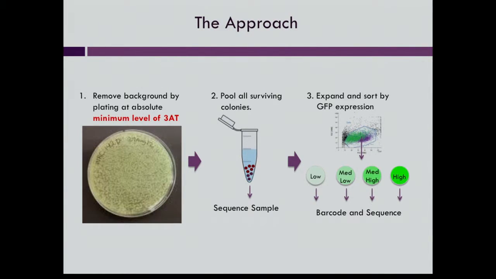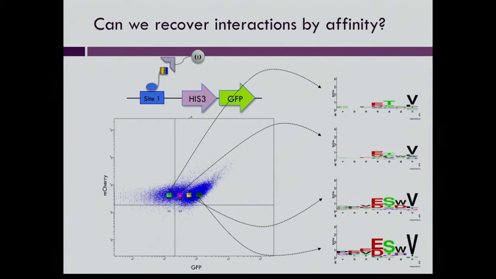We take a sample sequence of that pool, and then we just sort it out by GFP and recover different pools at increasing GFP levels. So with Urban, this is what you get, where we've recovered populations at increasing GFP concentrations. And you can see that we're moving towards the consensus sequence as we look at higher expression levels of GFP.